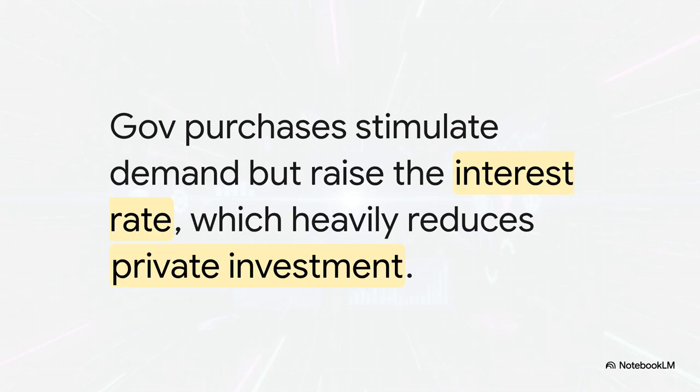So here's the catch. An increase in government purchases definitely stimulates demand, but it also causes the interest rate to rise. Why? Because the government usually has to borrow massive amounts of money to pay for those planes, which increases the overall demand for money. That resulting higher interest rate directly reduces private investment spending. Essentially, significant government borrowing can crowd out private companies from borrowing money to build their own factories, and that pushes back against the multiplier, dampening the intended economic boost.